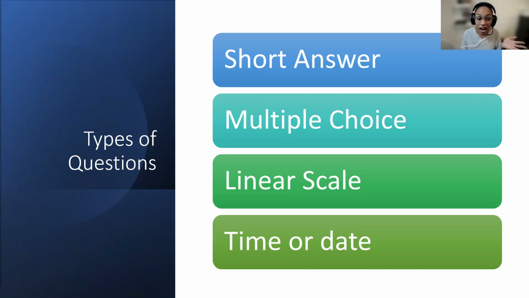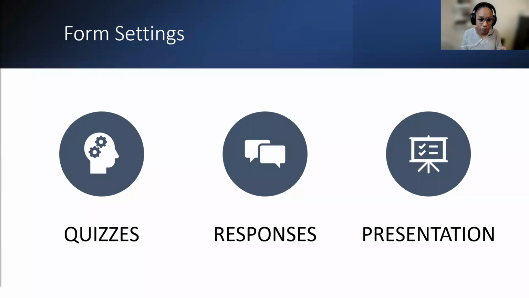And then we have our time and date questions. So when's your birthday? What time are you available for a meeting? Things like that. After you've created the questions and filled in the answers for your multiple choice, at least, for your form, you'll want to adjust its settings. Google Forms offers a variety of settings that allow you to really customize how your recipients use and interact with your forms.